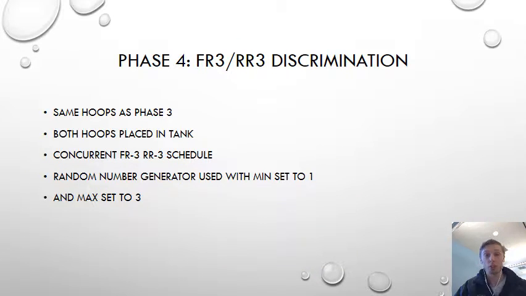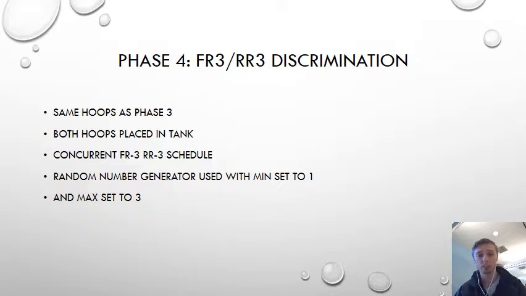Okay, phase 4. So this is what our abstract set out to do. This is our concurrent schedules, FR3, RR3 discrimination. So we have the same hoops as phase 3. We have the blue training hoop, which you'll see in the video in a bit, and then the red hoop, which you just saw, attached to the side of the tank. Again, it's a concurrent FR3 and random ratio 3 schedule.